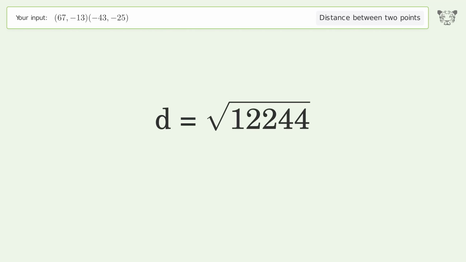And so the distance between the 2 points is the square root of 12,244 or 110.653.